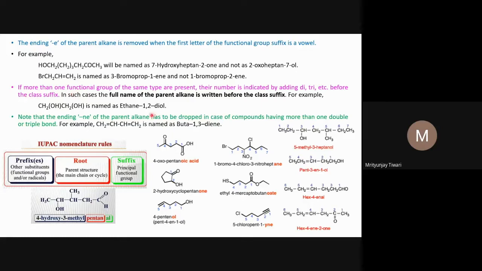In that case, what will happen? Their number is indicated by adding di, tri, etc. Then whatever their number, we indicate how many of the functional group are there.